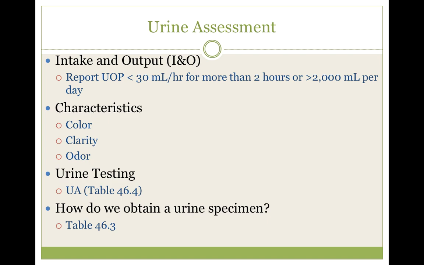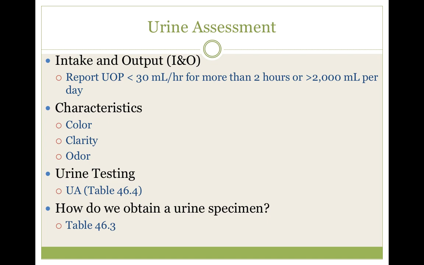Dark amber urine is the result of bilirubin from liver disease. If urine is stagnant, it's going to have a strong ammonia odor. A sweet or fruity odor is seen with diabetes mellitus or starvation. So those are things that we want to be looking out for. Is it cloudy? How does it smell? What color is it?